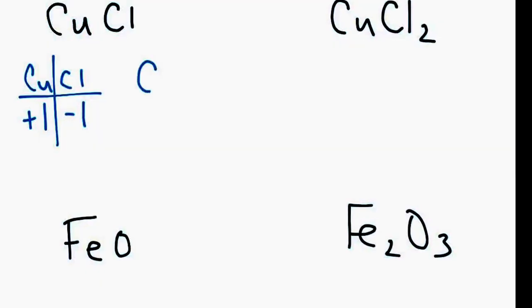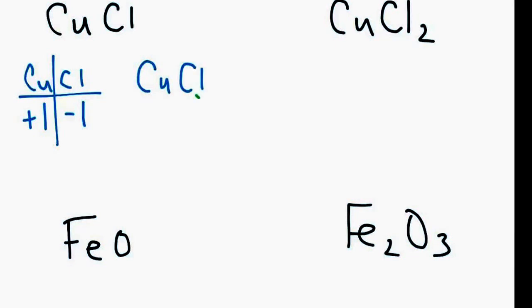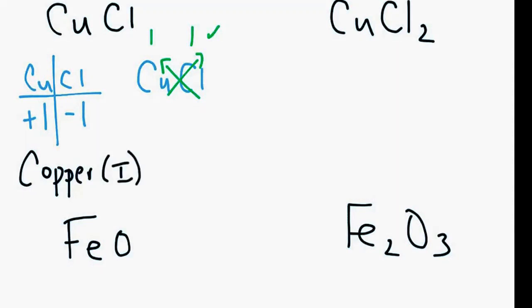Okay, so CuCl. If I do zero sum, chlorine is -1. There's only one of them. Copper must be +1 because they both have to add up to 0. If I did the reverse crisscross, they would both be 1, 1 plus and 1 negative. Chlorine is 1 negative, so this number stands. So this is copper(1) chloride.